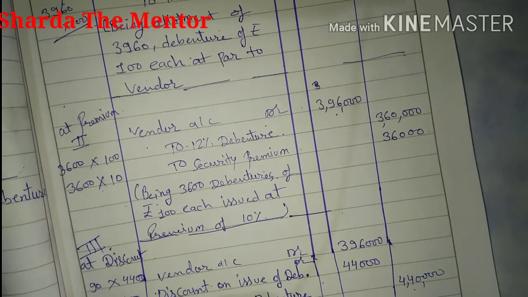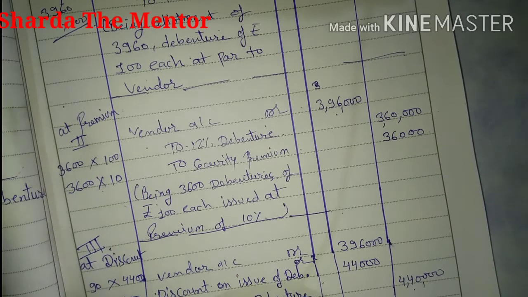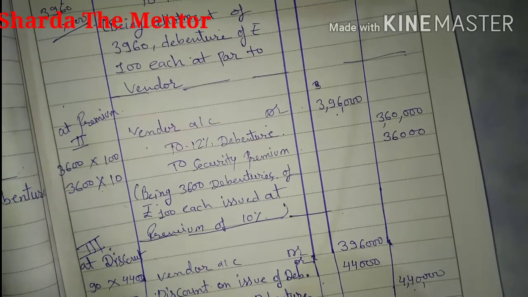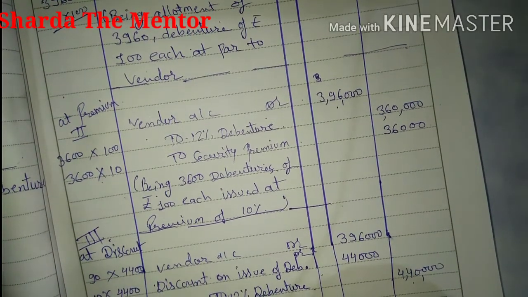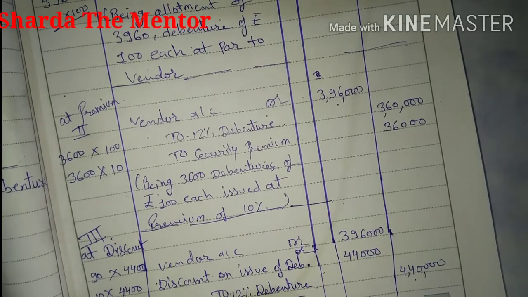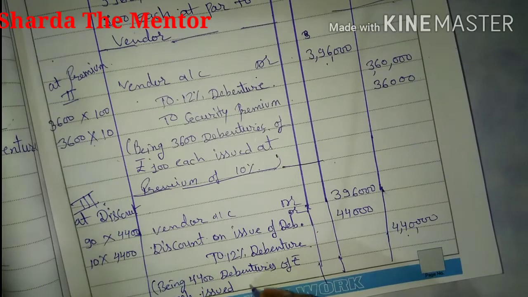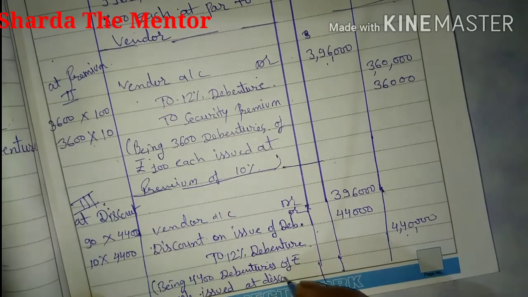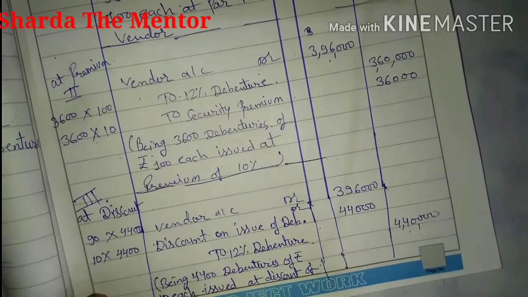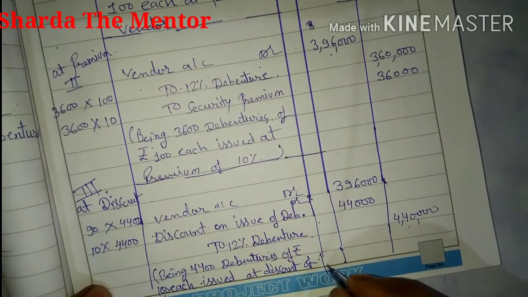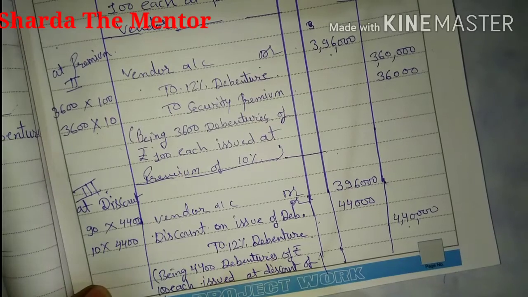And you will pass the narration: being 4,400 debentures of rupees 100 each issued at discount of 10% to vendors.